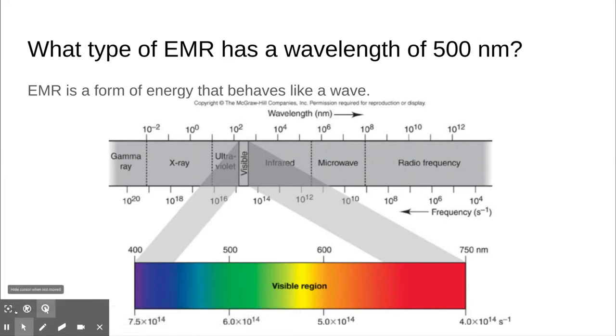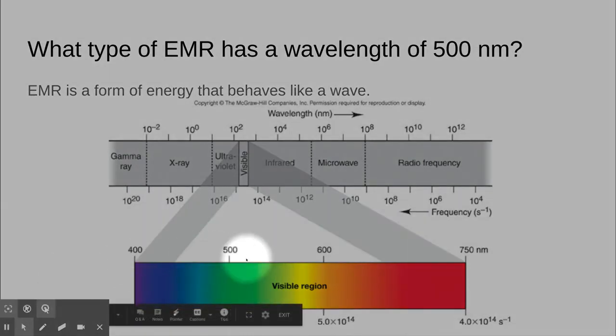All right, so with this one, hopefully you are noticing that 500 nanometers is right here. So there would be two possible answers for this one. Probably the best answer would be green visible light. Visible light is really what we're going for, but this particular wavelength happens to be in what we would call green light.